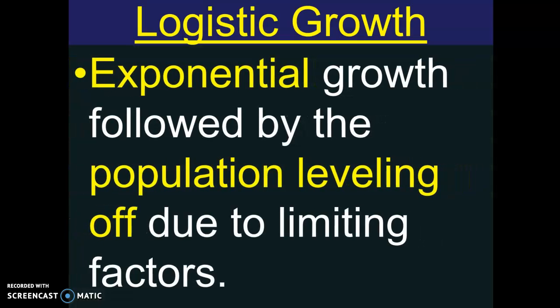So logistic growth is exponential growth followed by the population leveling off due to limiting factors. All populations will eventually hit limiting factors. It could be natural disasters. It could be human destruction. It could be space, food. There's a lot of different things that can limit a population. So eventually, more realistic is logistic growth.